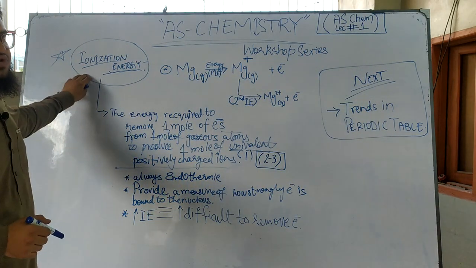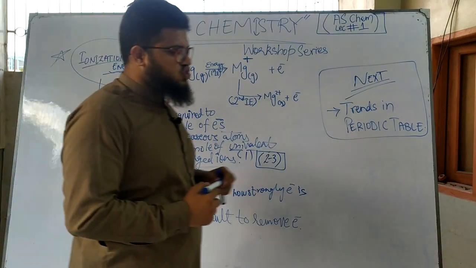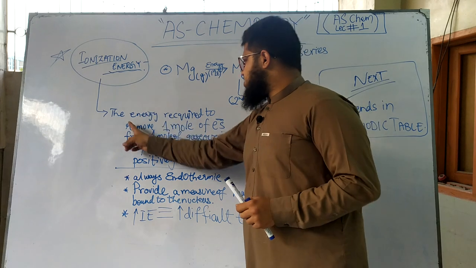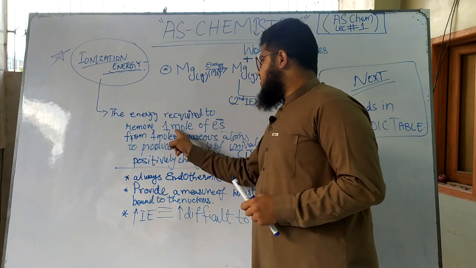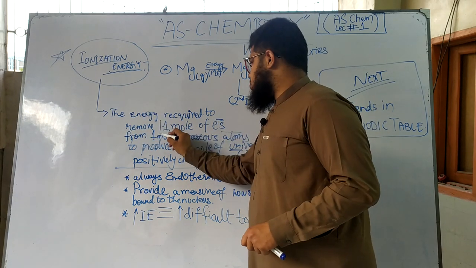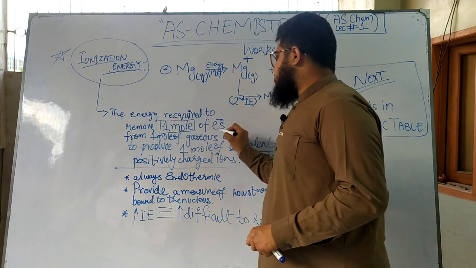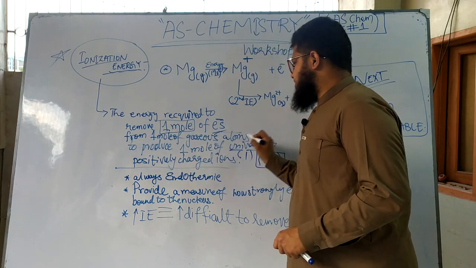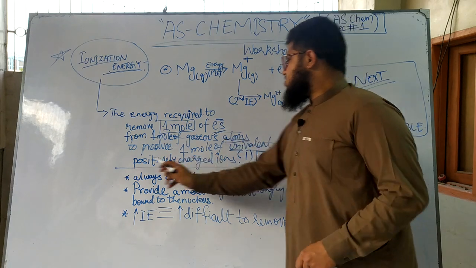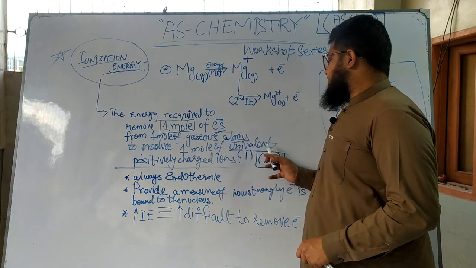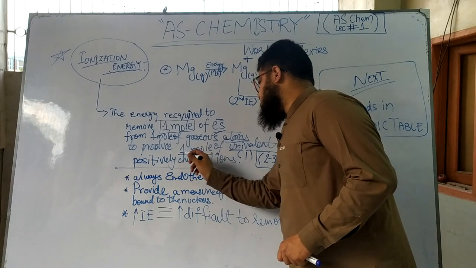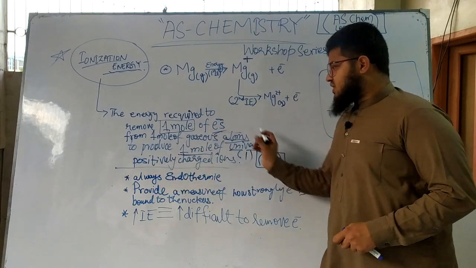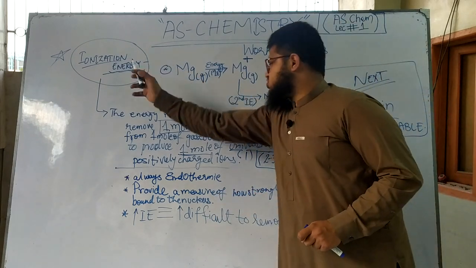Ionization energy. So first of all, we must know the definition of ionization energy. Ionization energy, by definition, is the energy which we need to remove one mole, this is the key term, one mole of electrons from one mole of gaseous atoms. This is the second key term, to produce one mole of univalent, again one mole of univalent positively charged ions. Okay, this is the complete definition of ionization energy.